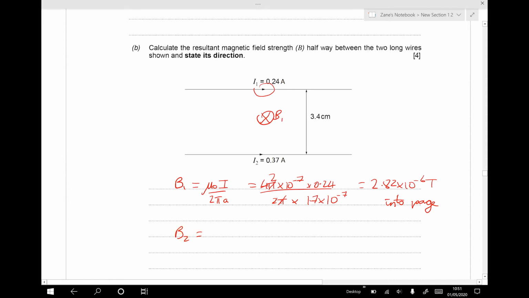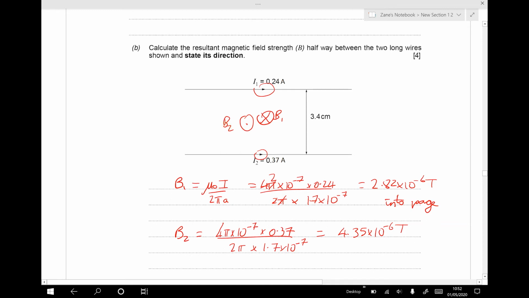Similarly, we can calculate B2 with the same formula. So once again, we've got 4 pi times 10 to the minus 7 times 0.37 over 2 pi times 1.7 times 10 to the minus 2. And the answer to that, once we put the numbers into the calculator, will be 4.35 times 10 to the minus 6 Teslas. Again, if you point your thumb of your right hand in the direction of that current, at the place in between the wires, you should find that your fingers curl out of the page. So B2 is out of the page.